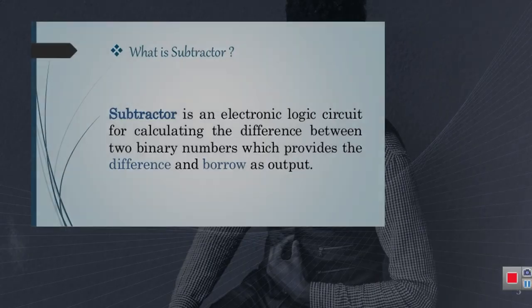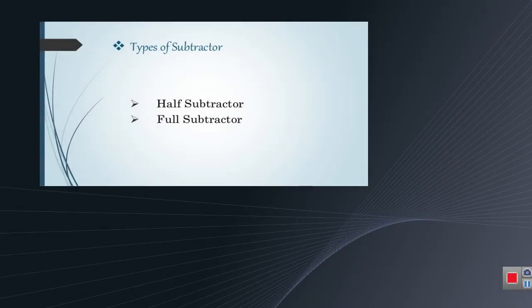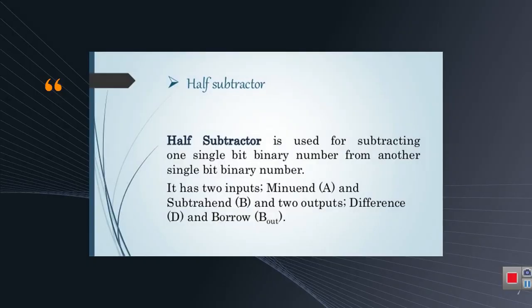What is a subtractor? A subtractor is an electronic logical circuit for calculating the difference between two binary numbers, which provides the difference and borrow as outputs. There are two types of subtractor, half subtractor and full subtractor. A half subtractor is used for subtracting one single-bit binary number from another single-bit binary number. It has two inputs, minuend A and subtrahend B, and two outputs, difference D and borrow B out.